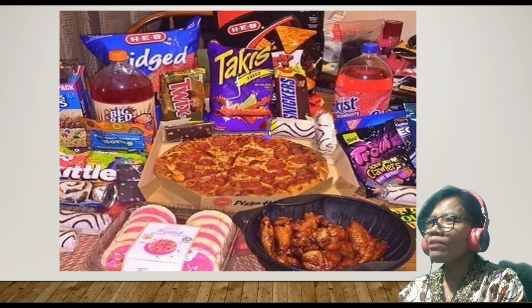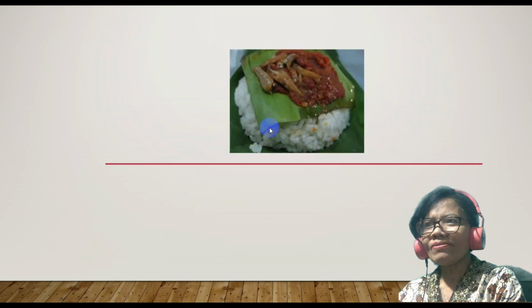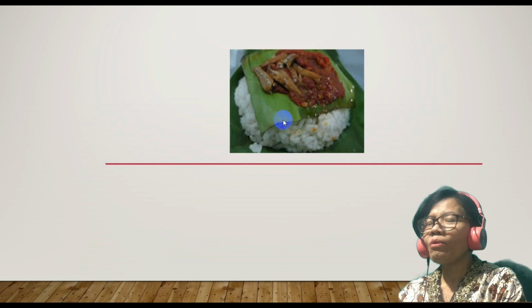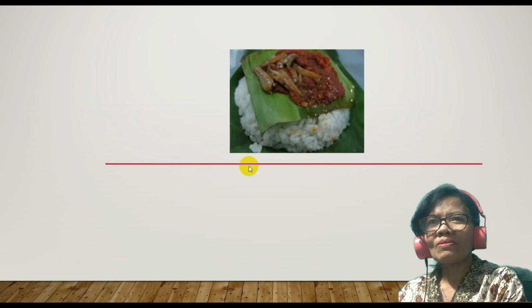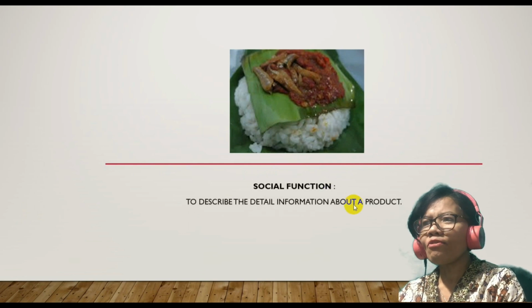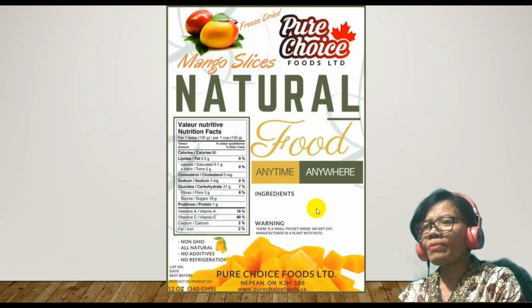Okay, we start with this food. Do you think they are good for you? What about this food? My neighbor wants to sell this food successfully, so what do you think? What should she do? Of course, she has to tell the detailed information about the product. This is the social function of writing a label.